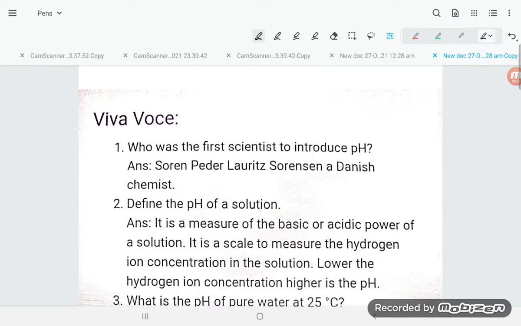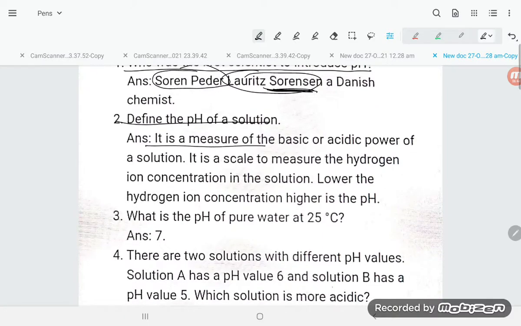What questions can be asked in the viva, students? Who was the first scientist to introduce pH? The answer is Soren Peder Lauritz Sorensen, a Danish chemist. Define the pH of a solution. It is a measure of the basic and acidic power of the solution.